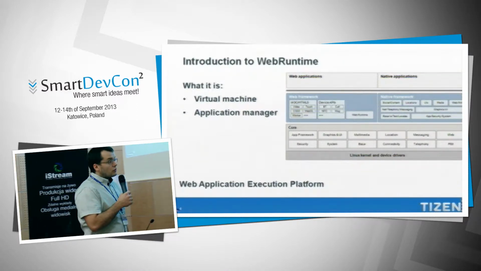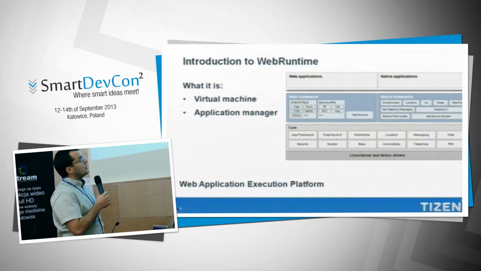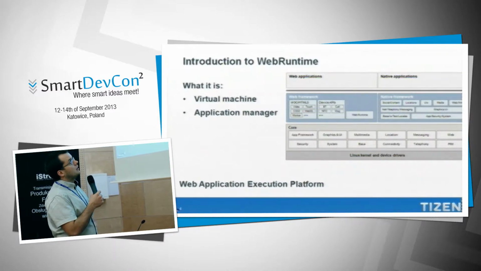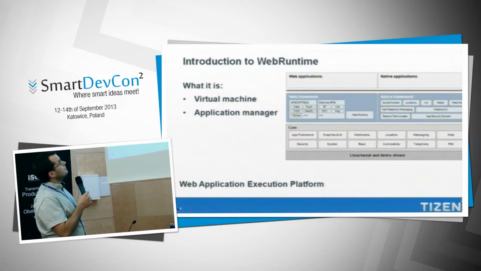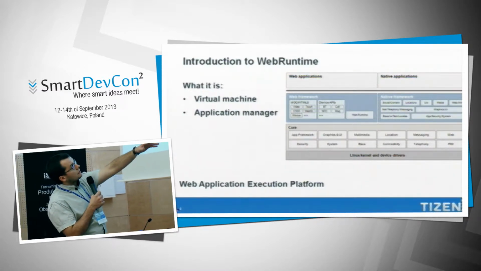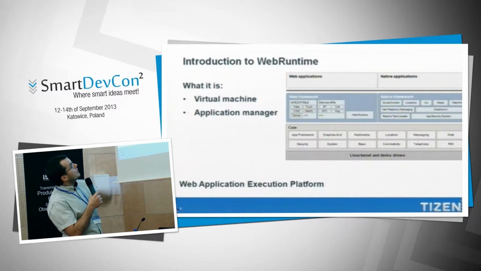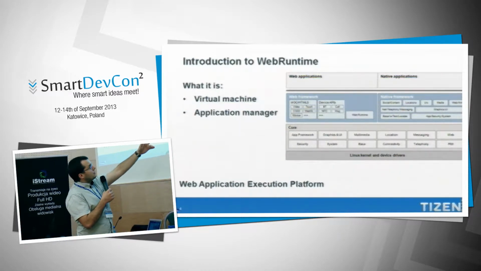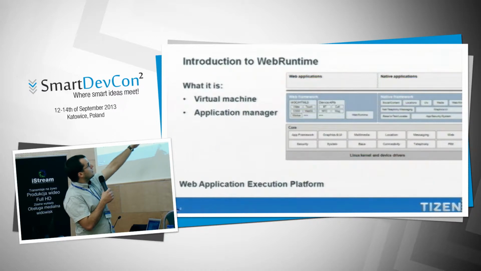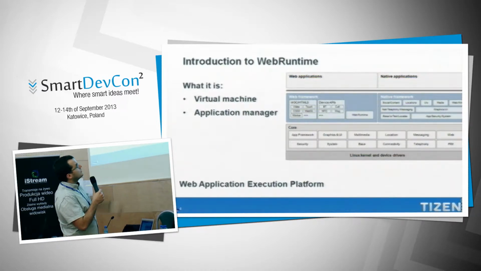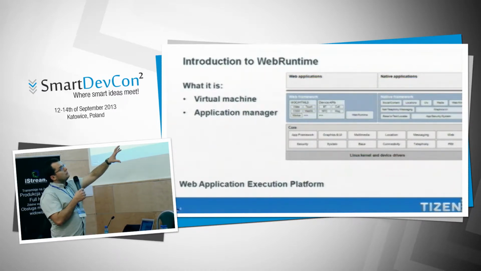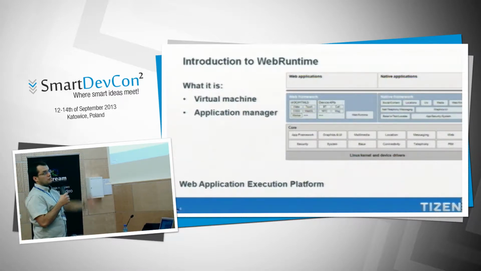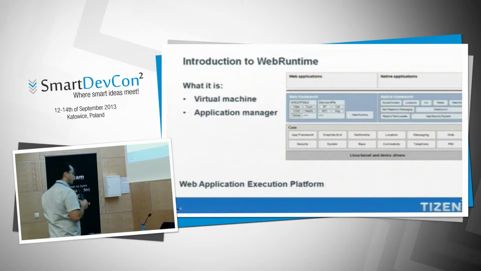On the right-hand side, you can see an architecture diagram of the Tizen application stack. On the right, you can see the native application stack. On the left, the web application stack. As you see, they are both based on the same kernel and core libraries. So it is possible for the web applications to be as powerful as native applications.